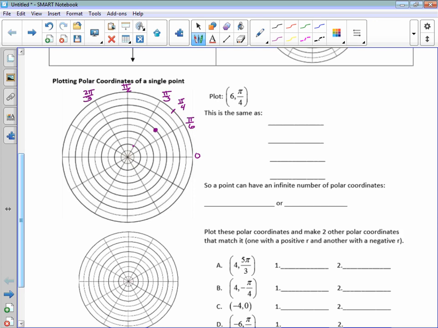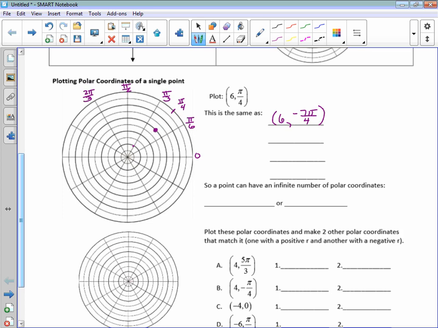Just like with your unit circle, you can also have negative angles. So there's a lot of different ways you could name this exact same point. If I want to stick with going positive 6 first, so I come out here a positive 6, could I go backwards and end up there? Yeah, what angle would I have to travel through to get back there? Yes, negative 7 pi over 4. That's going to take you to the exact same spot. You with me on that?